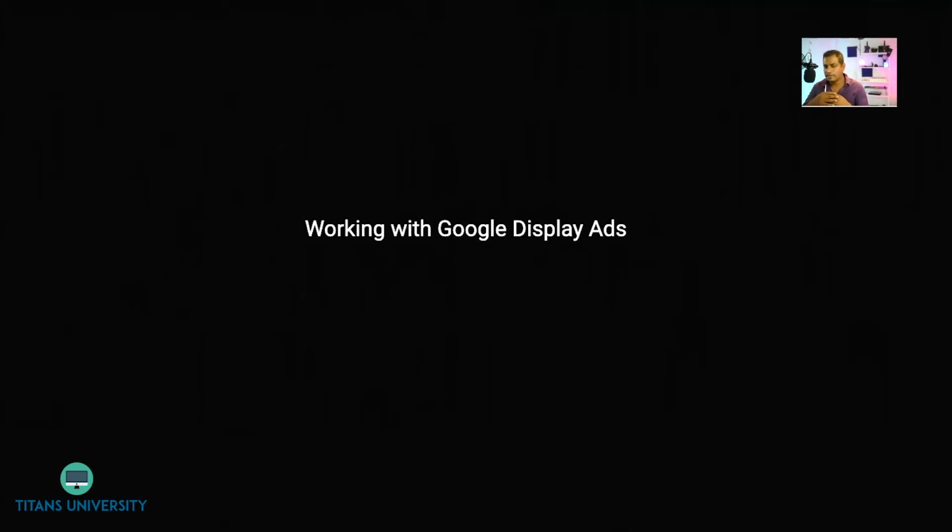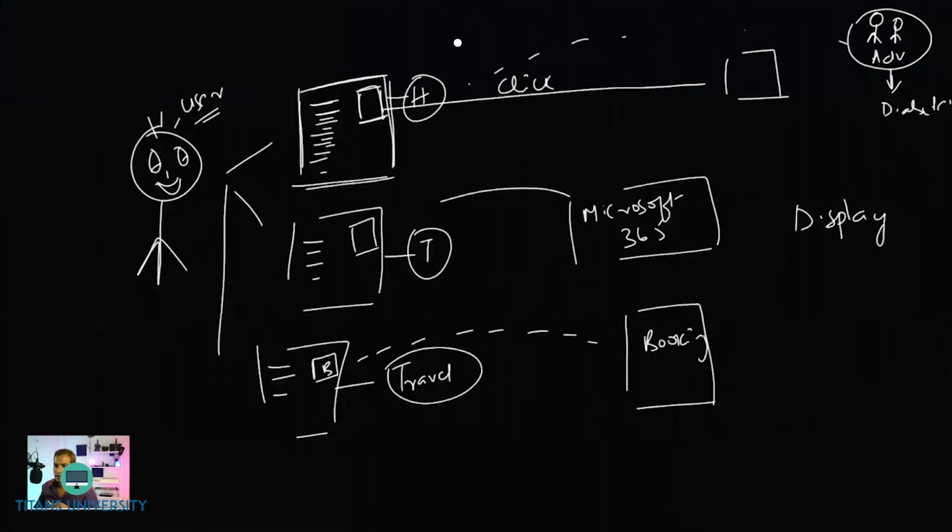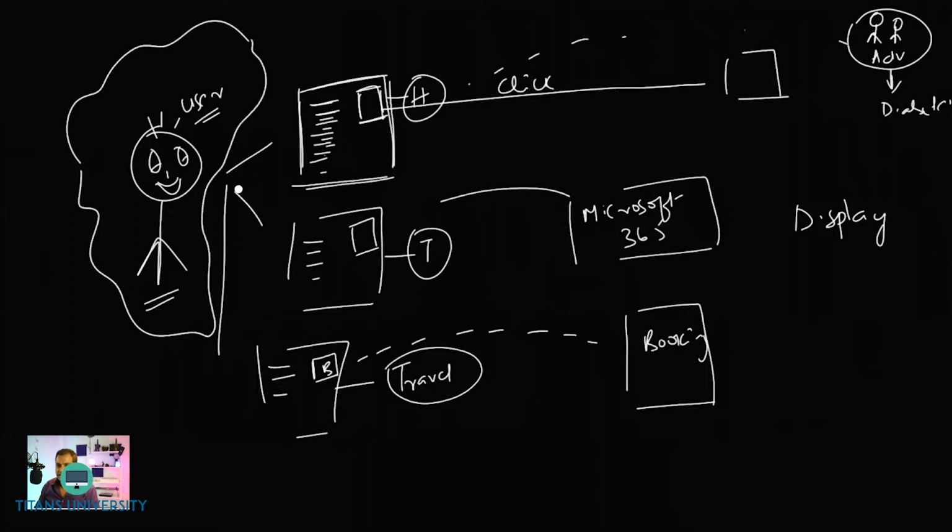But this session is out and out a discussion of how display ads work in real time. So let's move forward and let me show you how this works. Looking at this diagram from the left, this is you, a user browsing on the internet for various things. Let's say you're looking at three websites: a health website, a tech website, and a travel website.